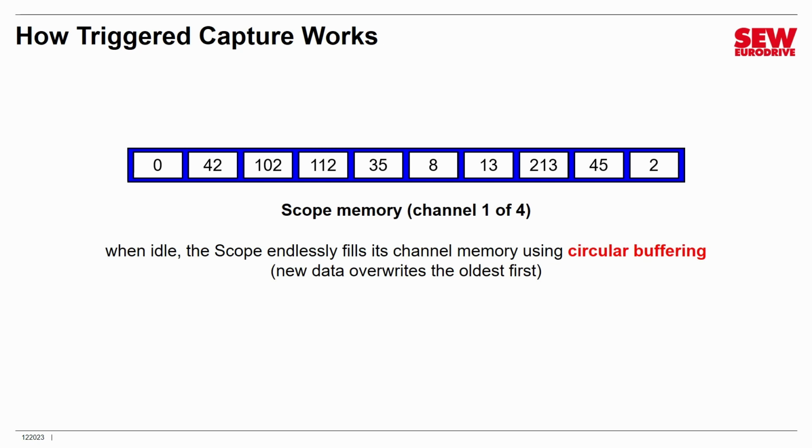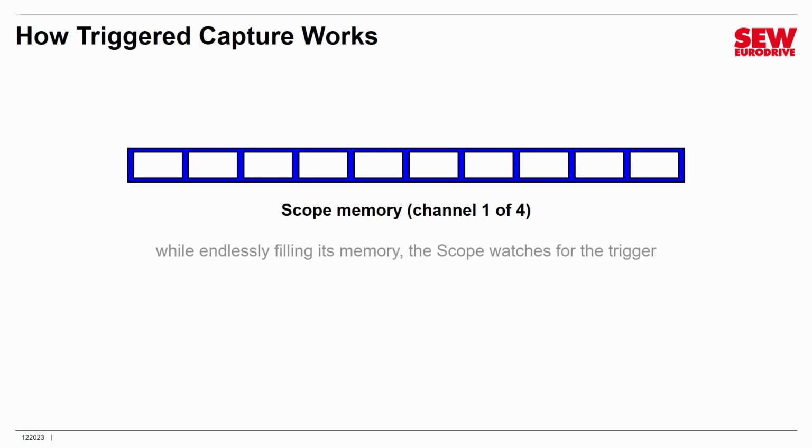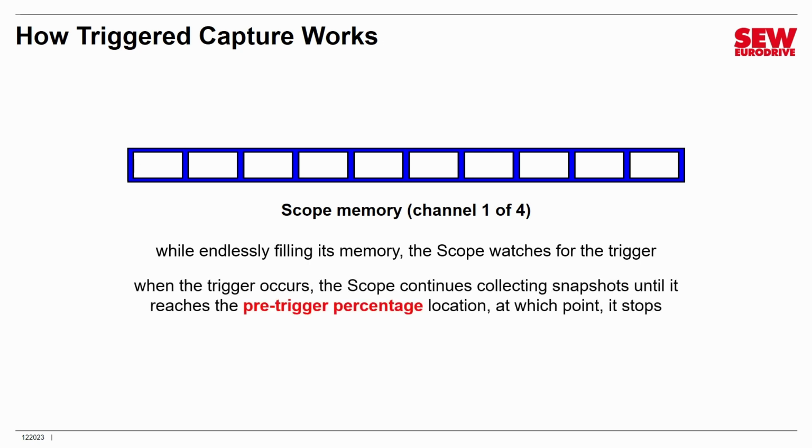It does this forever. And what it's doing is waiting for the trigger to tell it when something important has happened. So while endlessly filling its memory, the scope is watching for the trigger. And you define what the trigger is. When that happens, the scope will change its behavior. So when the trigger occurs, the scope continues collecting snapshots until it reaches a point in memory where the pre-trigger percentage is located, and at that point it stops.